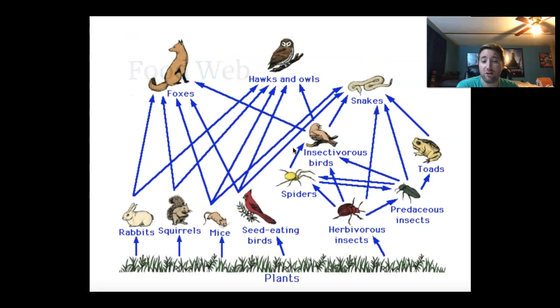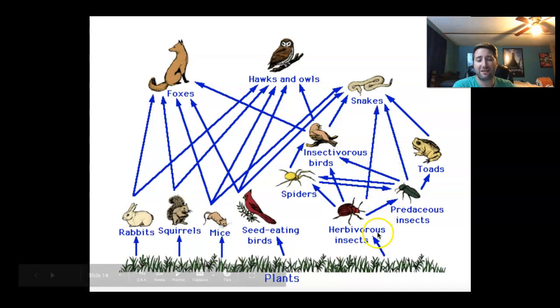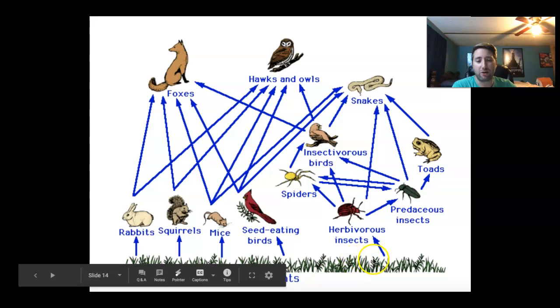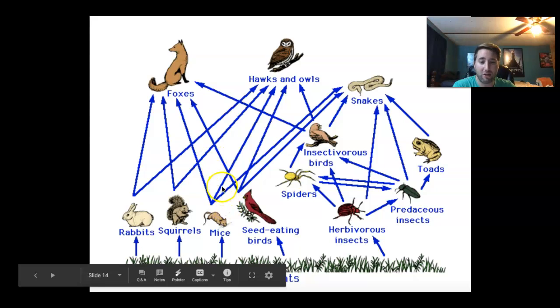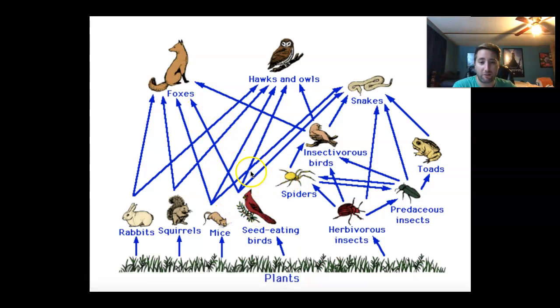All right, so here's an example of a food web. This is more realistic because you've got the plants down here at the bottom, and you've got these different primary consumers that can all eat the plants. And then the fox here, he can eat the rabbit, he can eat the squirrel, he can eat the mouse, he can eat all of these different things. So this is more realistic than a single flow of energy through an ecosystem.